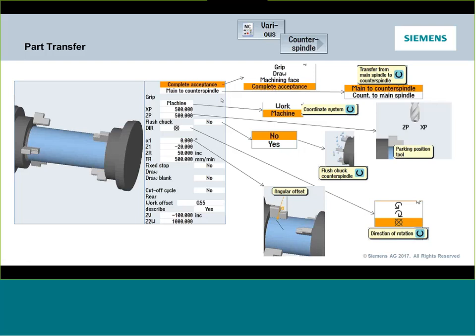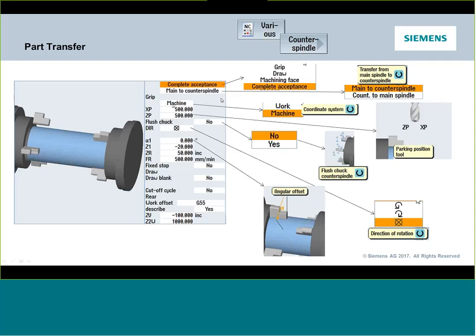Next option down is my main to counter spindle. This is my transfer strategy. As I open up this field, I can decide, well, where's my part? It's viable that my part could have started in my sub spindle and be transferred to the main spindle, especially if I'm just using this as a little chucker operation or pick and place. So you want to tell it where it's going, where it's coming from. In this case, we have a part sitting in the main spindle and getting transferred over to the counter spindle.